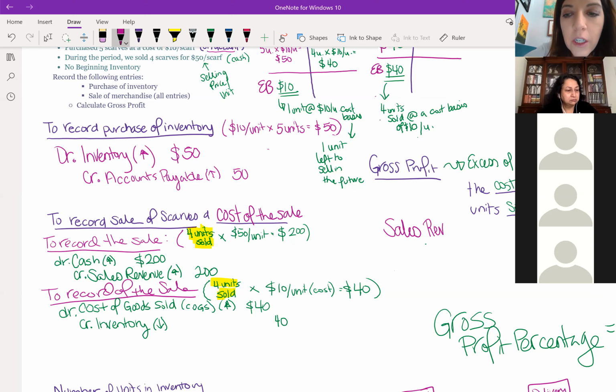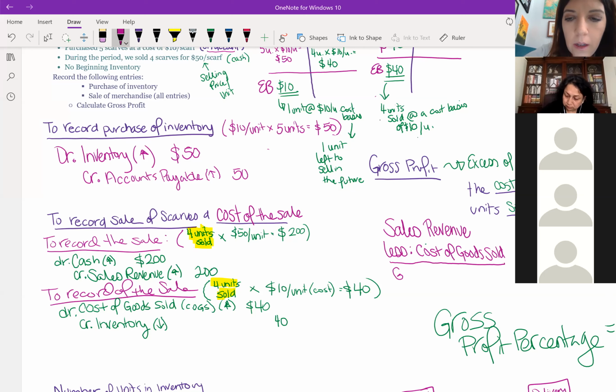The calculation is sales revenue minus cost of goods sold gives us gross profit. And we do sometimes refer to it as gross margin. It's the same thing.